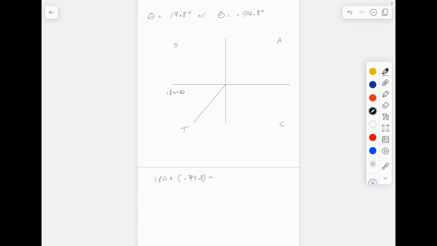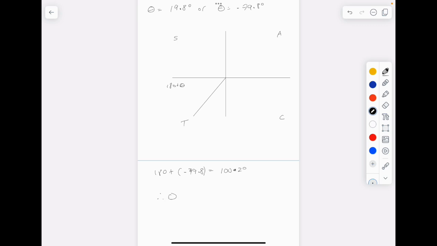So if I do that, I can say the following. That's effectively going to give me 100.2, right? So, okay, what we can say then is therefore theta is going to equal 19.8 degrees, or theta is going to equal 100.2 degrees. Okay, and those are going to be your final answers for that question, guys.